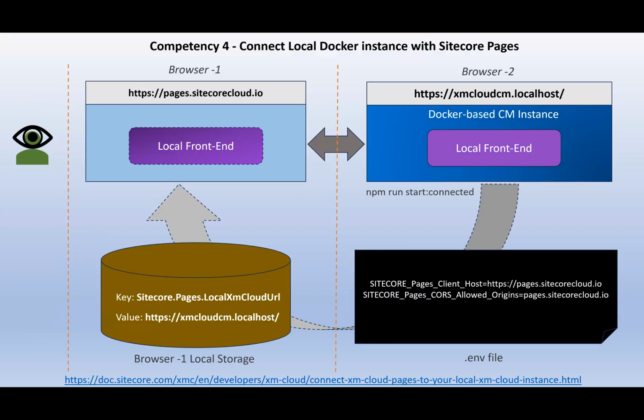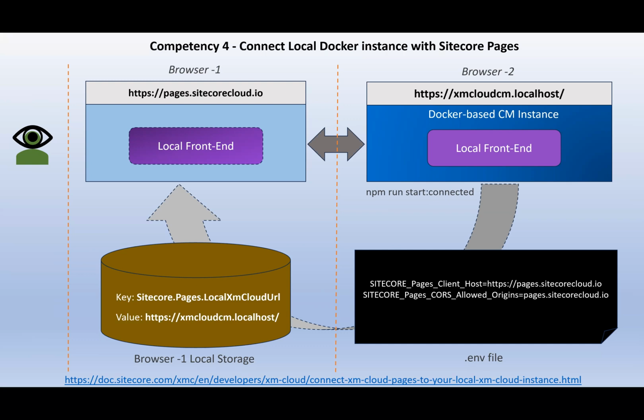The next important topic, an interesting topic, and a very good feature of Sitecore pages is the ability to connect your local environment to Sitecore pages. Sitecore pages is nothing but your Sitecore XM Cloud pages. So you have a local instance which is running in Docker, which is called XM Cloud cm.localhost. And if you want pages, what I mean here is XM Cloud pages, which is the URL pages.sitecorecloud.io, in this pages application, if you want to see your local application items or designs, then this is the approach.